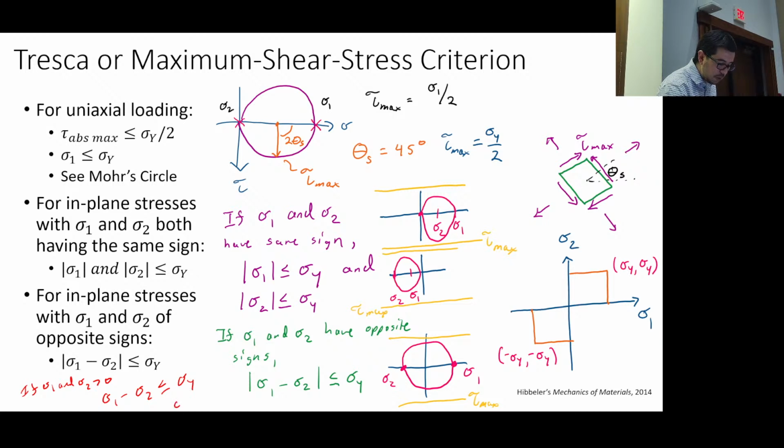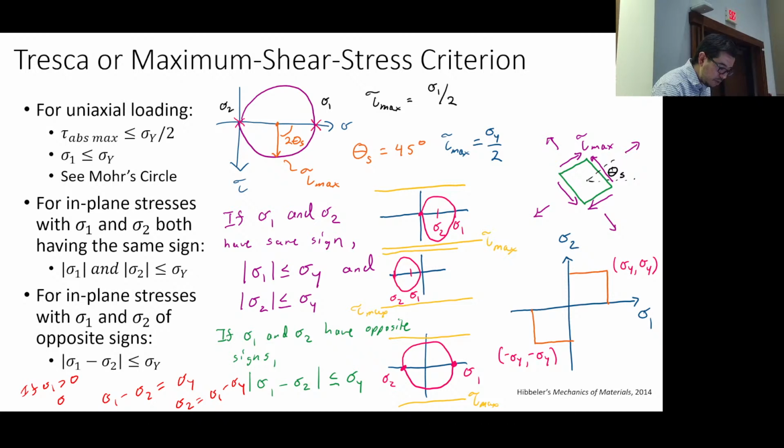Then I can write sigma 2 is greater than or equal to... well, let's do it this way. I'm just going to say this is equal right here because I just want to draw a line. Then I can say that sigma 2 is equal to sigma 1 minus sigma y. Okay? So this would be in quadrant... no, I just did it all wrong. They're opposite signs. If sigma 1 is greater than 0 and sigma 2 is less than 0.